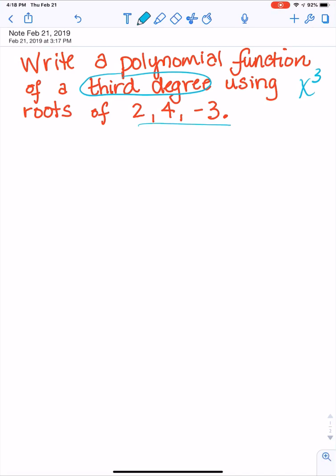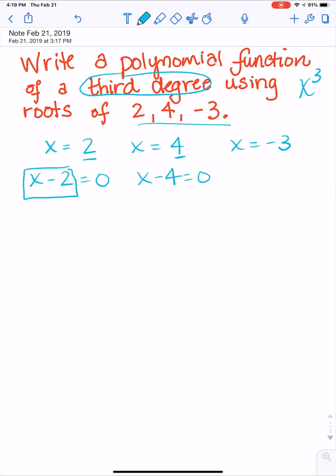And if these are my roots, I start out by taking each one of these and setting it equal to x. So x equals 2, x equals 4, and x equals -3. Now, in order to be able to go through and multiply them, I have to make it equal 0. So if it's +2, it's going to be x minus 2. If it's +4, it's going to be x minus 4. If it's -3, it's going to be x plus 3.